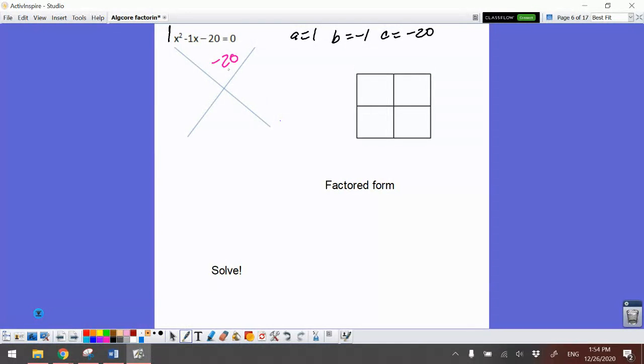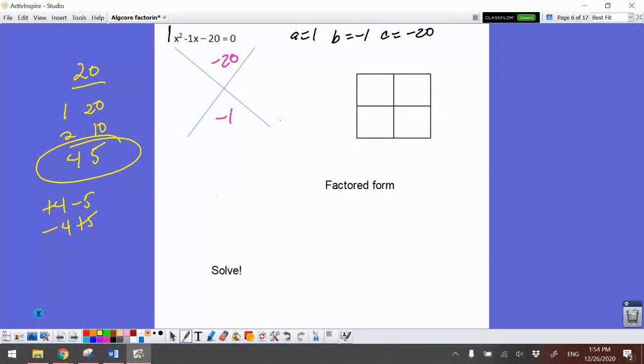So I have negative 20, negative 1, factors of 20. So 1 and 20, 2 and 10, 4 and 5. How am I going to get negative 1? Well, it's got to be the 4 and the 5. So do I need positive 4, negative 5, or do I need negative 4, positive 5? Which one of those is going to give me a negative 1? Well, it's got to be the positive 4, negative 5. So positive 4, negative 5.